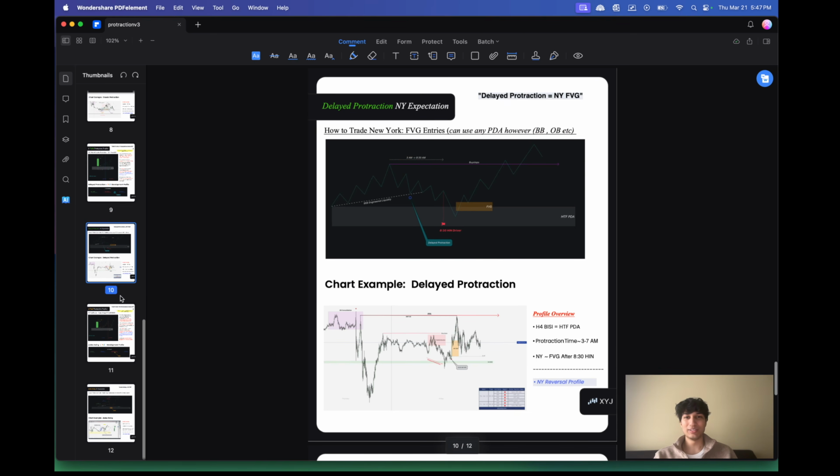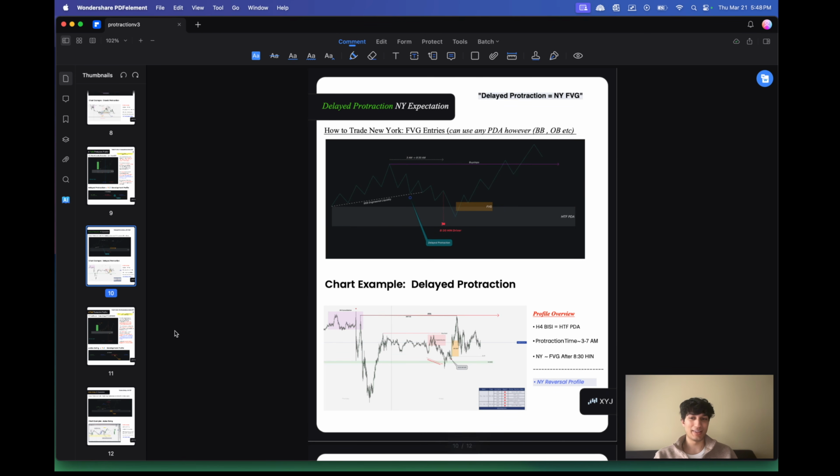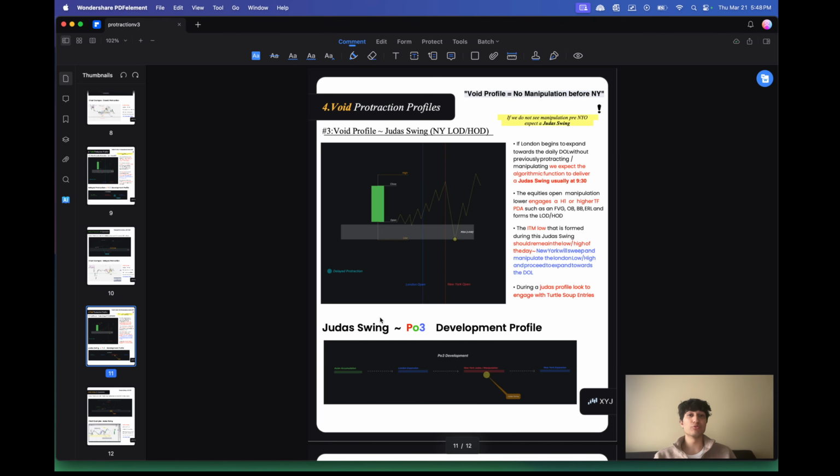Now, the final example, and again, those are rules of engagement, which you can find in the PDF, is going to be our void protraction profile, wherein we do not see a meaningful manipulation during the London session, i.e., when equities opens at New York Open, usually around 9:30, but sometimes during a news folder, we will see London lows be taken as a Judas swing during New York. Now, this power of 3 development profile is very different. It looks like Asia accumulation, London expansion, then New York manipulation, followed by the true expansion of the day towards the draw on liquidity.